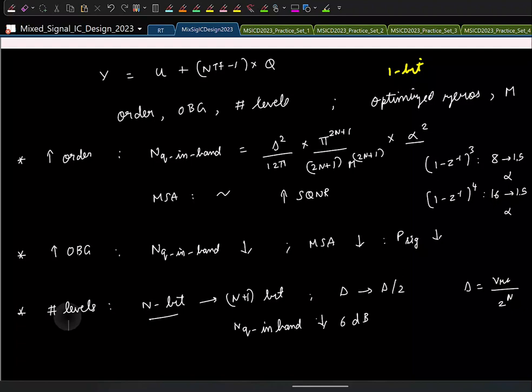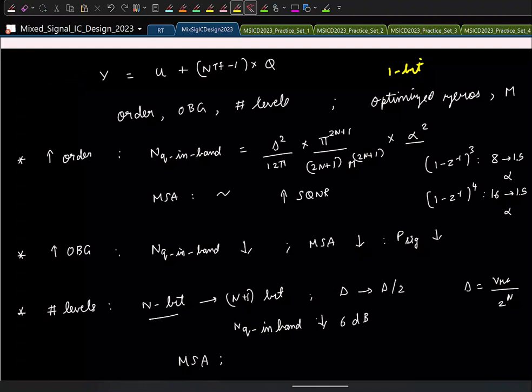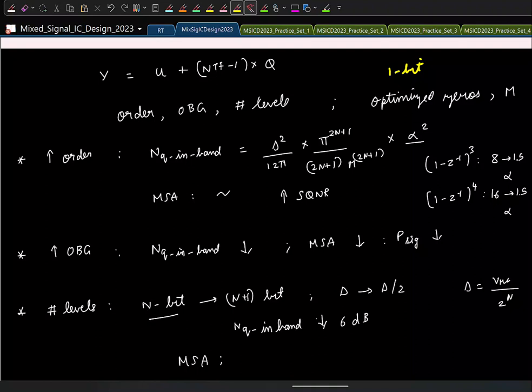Now, let's look at the maximum stable amplitude also. What happens to my MSA if I increase the number of bits in the quantizer? Look at this equation and tell me what will happen to the MSA. Yeah, why? Remember, if I increase the resolution, the actual quantization noise will reduce. Which means I can actually have slightly higher MSA. So MSA will also slightly increase. So overall, you'll have a better SQNR. Okay, cool. Let's stop.